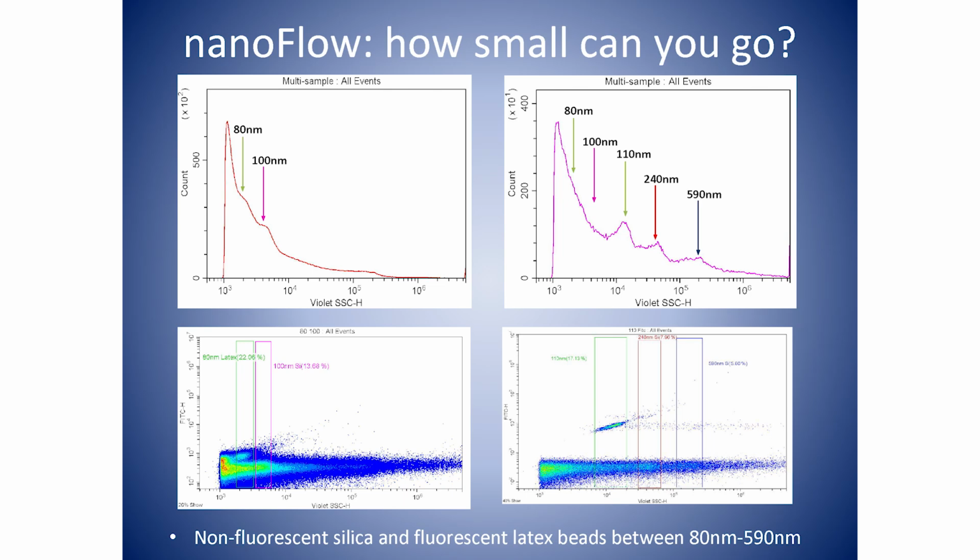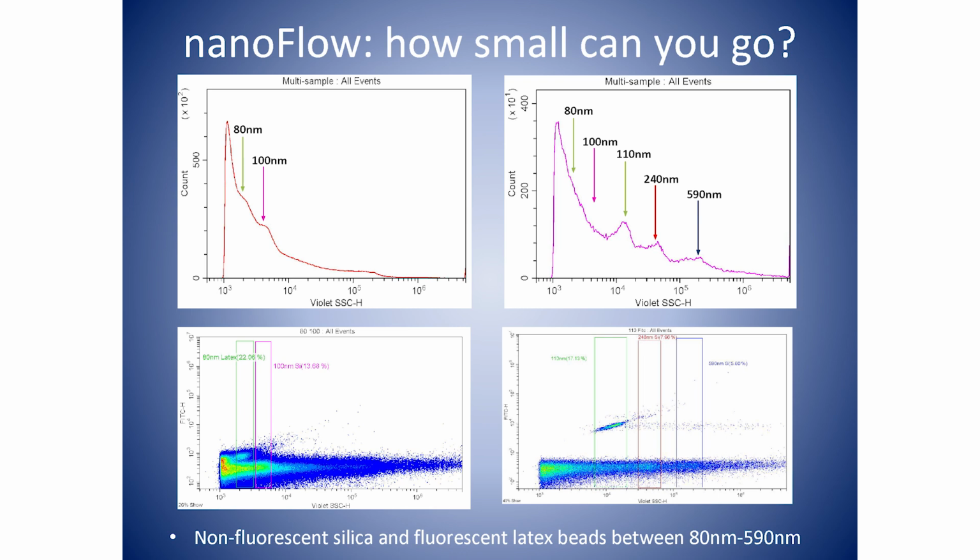Here you can see what we're looking at is 80 nanometer and 100 nanometer silica beads. Obviously we run silica, not polystyrene, because of the refractive index. We also have the latex ones that are fluorescent here at 80. These are the Apogee beads that we're running here, and we can nicely see populations showing up for our 80 nanometer and for our 100 nanometer.